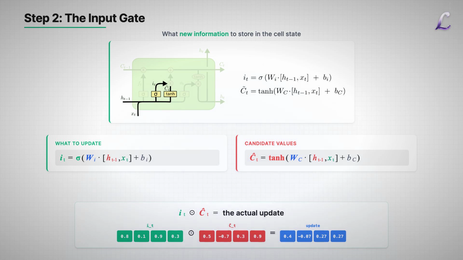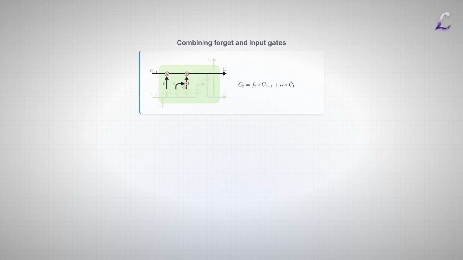In our language model example, the input gate would activate for the dimensions encoding subject properties, and the candidate would write the new subject's gender and number features. Now we combine the forget gate and input gate to actually update the cell state. The equation is elegant: C_t equals F_t Hadamard C_{t-1} plus I_t Hadamard C̃_t.